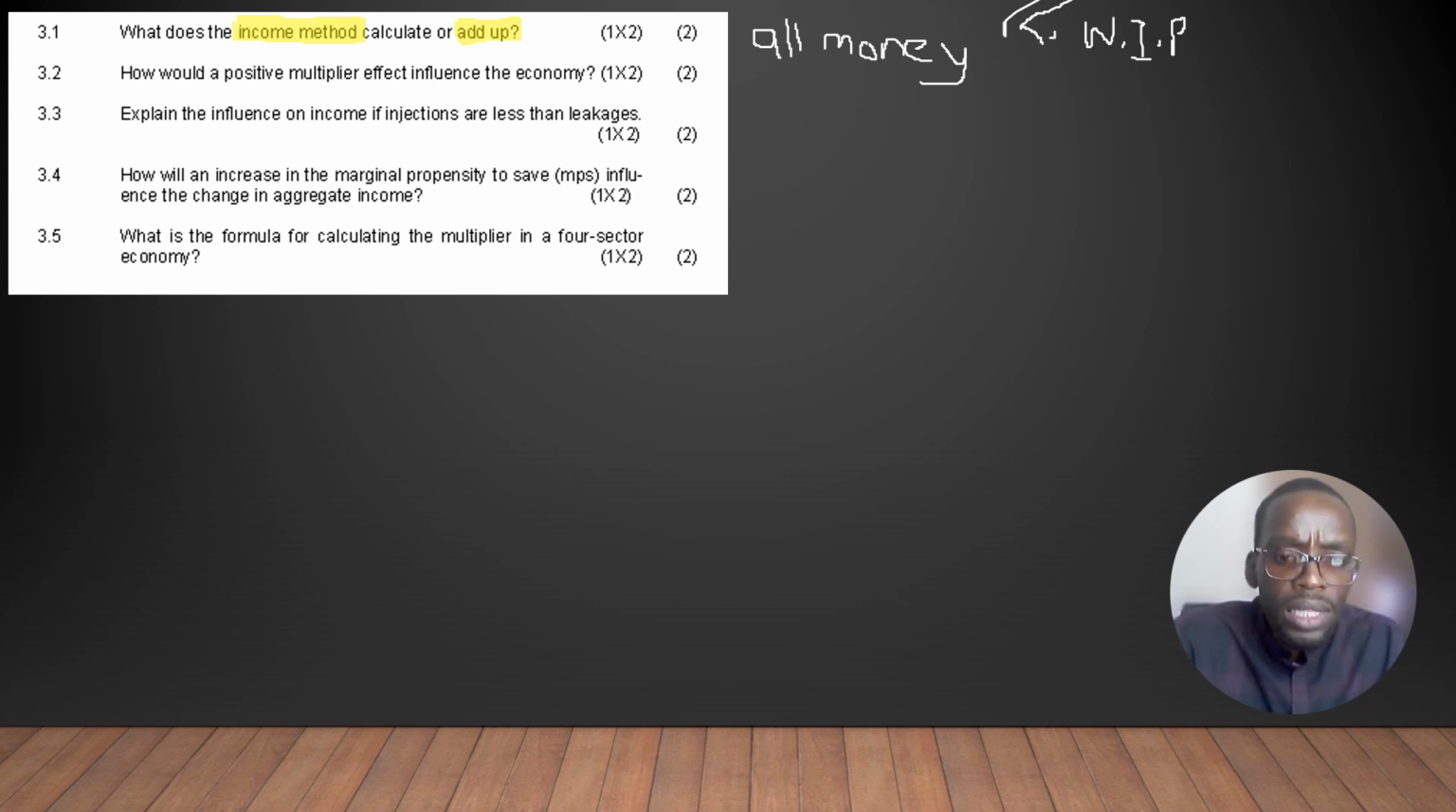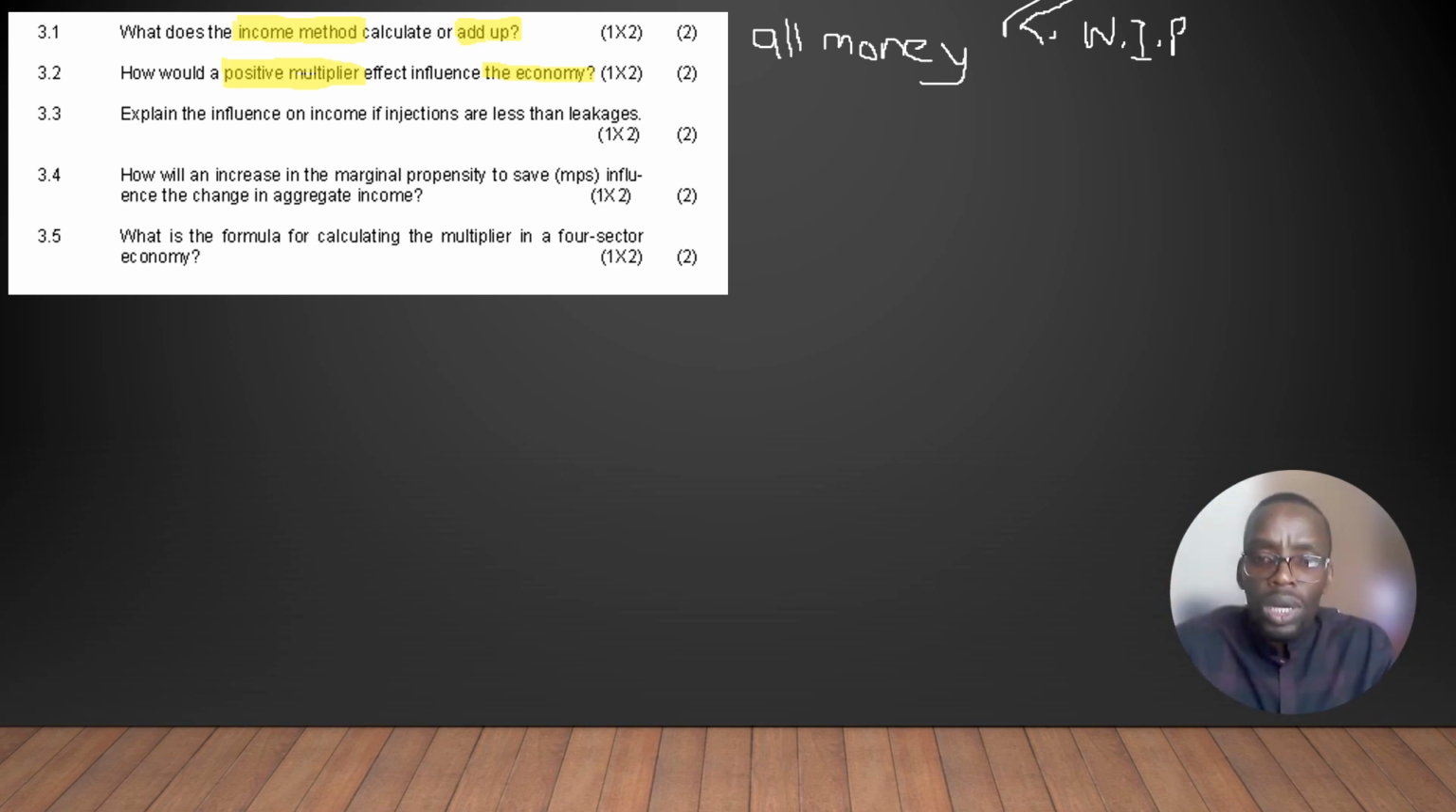Then the next part of the question, 3.2, says, how would a positive multiplier effect influence the economy? In other words, it's a positive multiplier. What is the effect of a positive multiplier on the economy?